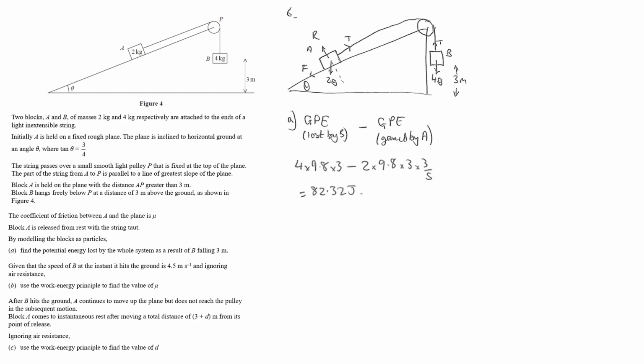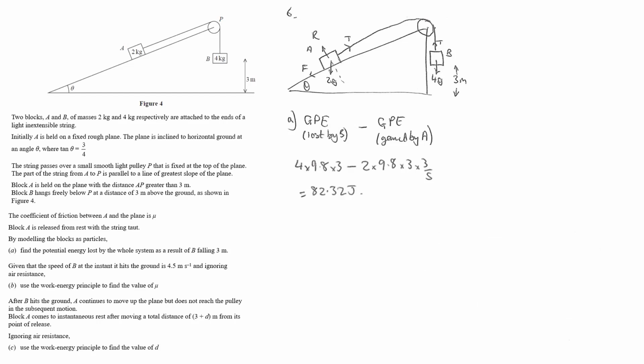A has risen, but we want how much it's risen vertically. So it's going to be 3, because B has fallen 3 meters, so A has gone up by 3 meters. So we don't want the 3, we want the sine of it, so 3 times the sine to work out the vertical, how much it's moved up by. Oops, and it came to 82.32. Part B says use the work energy principle to work out mu.